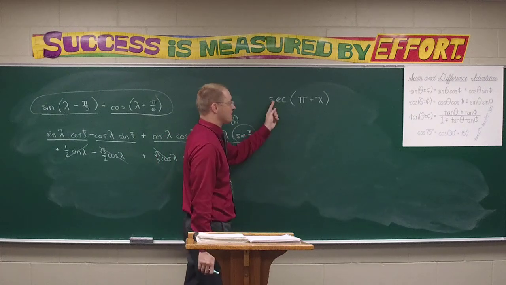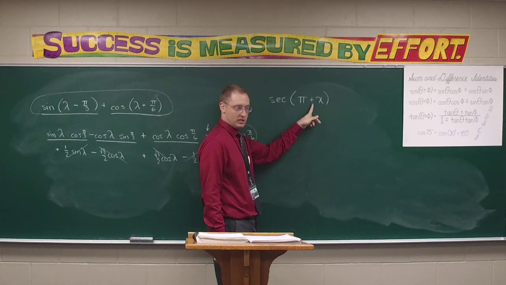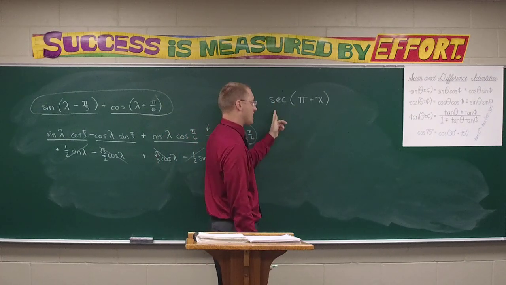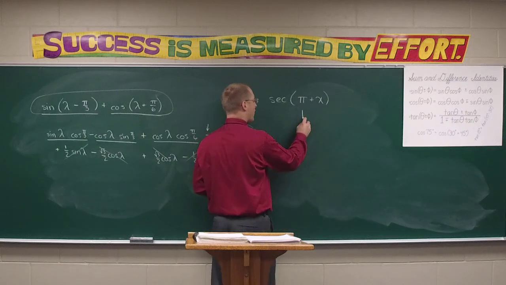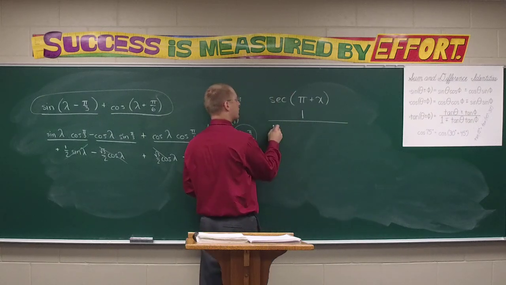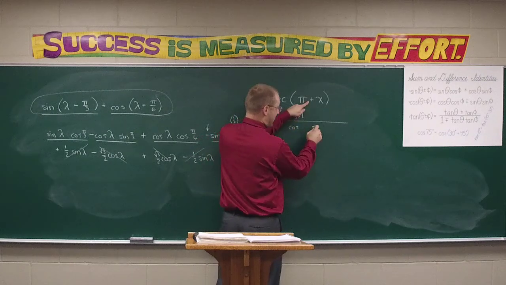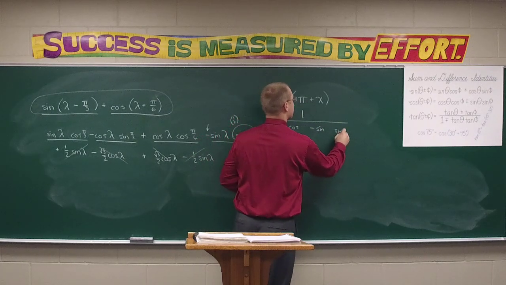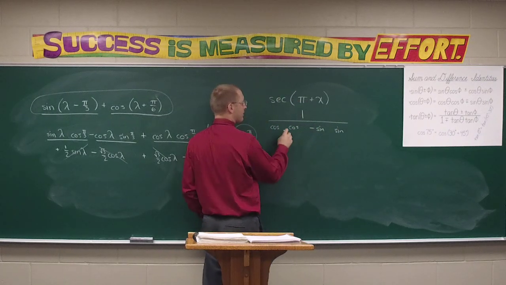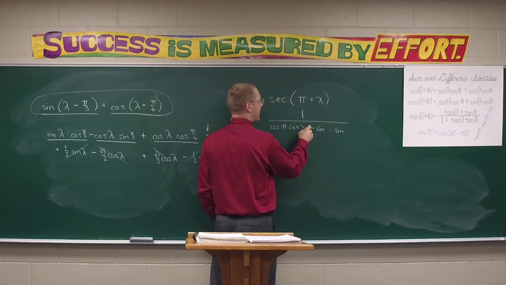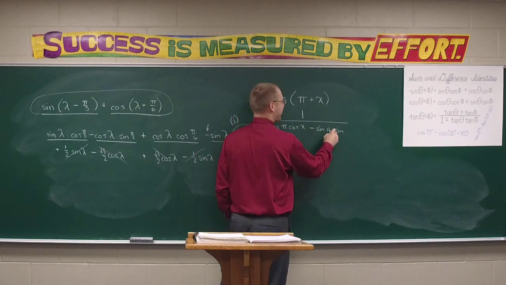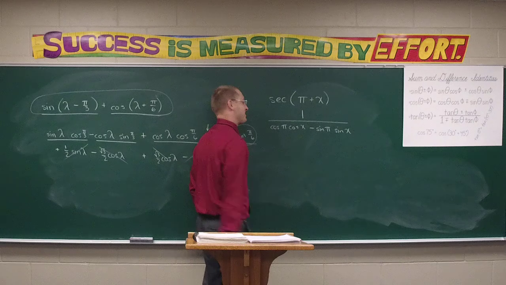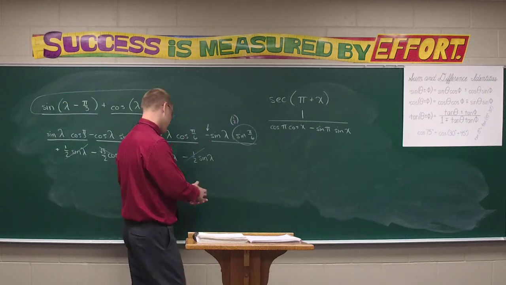Anyway, so we see secant, and I'm like, wait, it's a secant, sum or difference, in this case, sum identity. But I got something special for secant, so I'm going to have to do the reciprocal. 1 over cosine, cosine, sine, sine, where I drop in the pi and the chi.